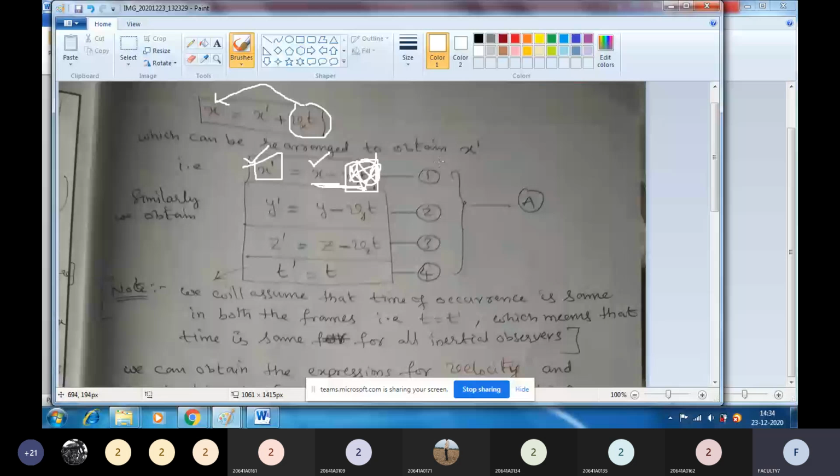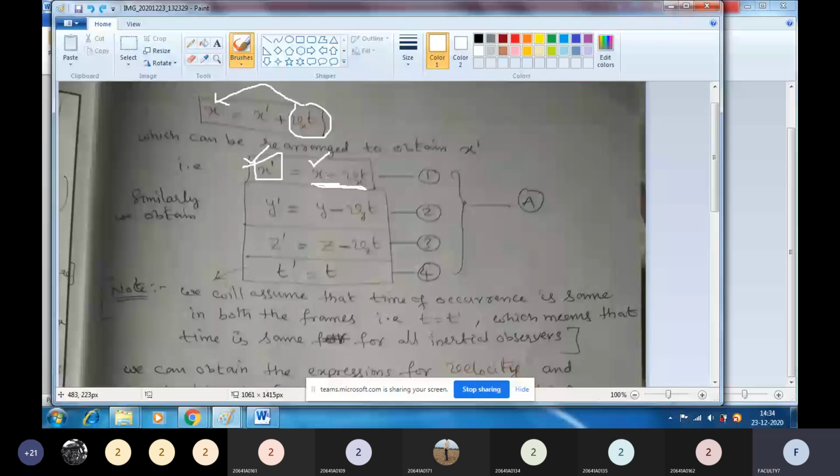Under what conditions? If the second frame also comes back to the same origin, then there will be no distance, so this particular factor will vanish. So we got the relation between x prime and x, considering the distance of separation between the two frames.